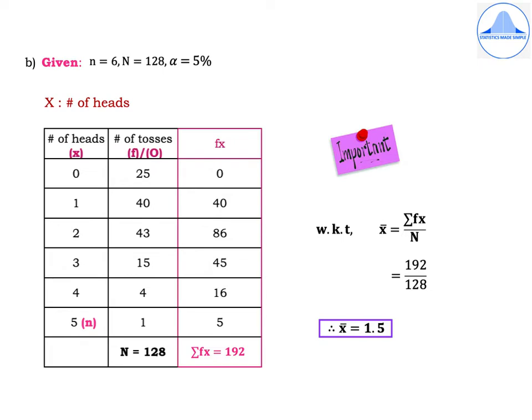Then the second column has number of tosses, which is denoted by F or O, and the values are 25, 40, 43, 15, 4 and 1. And you get capital N equal to 128. Now, since the parameter p is not known to us, we first need to find out the mean of the given problem. So for that, we need to form the fx column and we get the values as 0, 40, 86, 45, 16 and 5, which gives summation fx is equal to 192. Let us now find out the mean for the given problem, that is x bar is equal to summation fx by capital N, which is 192 divided by 128, which gives x bar equal to 1.5.